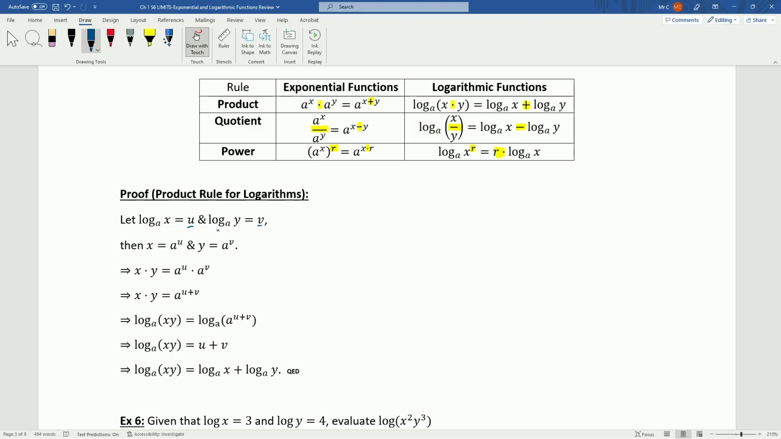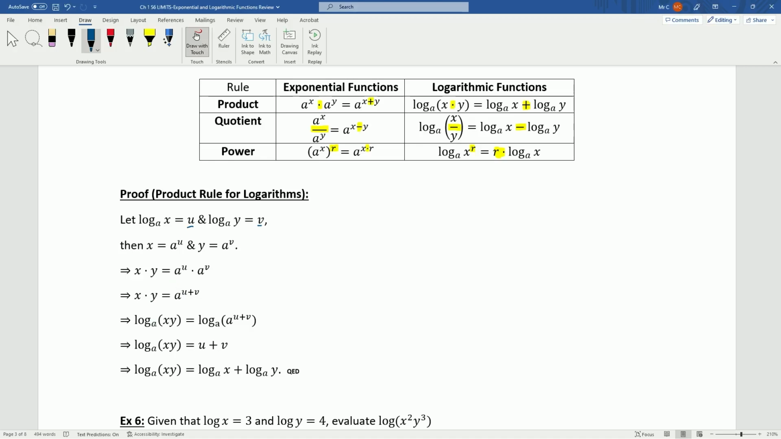But remember, we can switch inputs and outputs to switch to an exponential form. So if I switch inputs and outputs, I get x equals a to the u and y equals a to the v. So that means the product x times y is equal to a to the u times a to the v. And my exponent rule gives me that x times y then is equal to a to the u plus v.